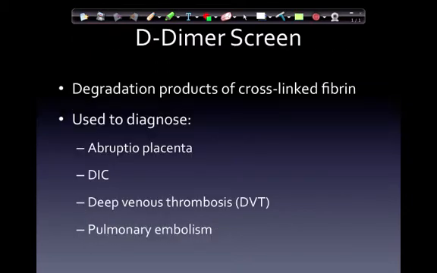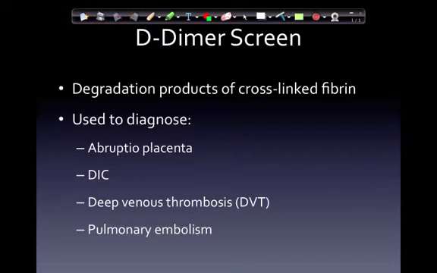D-dimer screen. A degradation process of cross-linked fibrin, and this is used to diagnose several things, and it tells us something very generic and very non-specific. We use it for abruptio placentae, DIC, DVT, and pulmonary embolism. What this test gives us is the ability, and every reference may be a little different on this, or on what they consider to be a clinical finding. The D-dimer screen very simply says that you have the ability to facilitate clots.